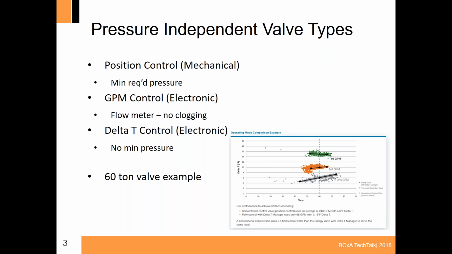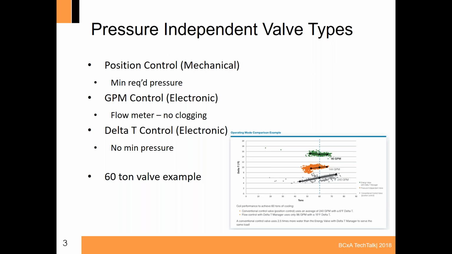So if you take a look at this graph off to the side here in the lower right, you've got a couple of plot charts, and it's really telling about what the pressure independent valves and also now the electronic pressure independent valves are doing within a system. So this is a 60-ton valve example. And on that lower side with the gray plot, it's showing you for control, on a typical system with that size of a valve, you're going to be consuming about 240 GPM.